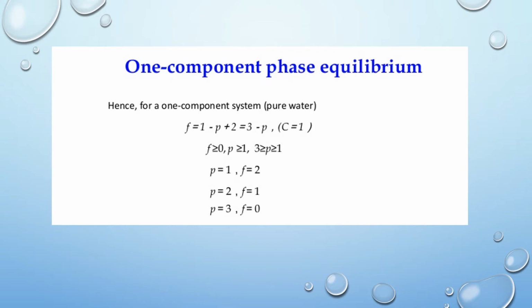Consider a one component two phase system, that is a liquid in equilibrium with its vapors. F is equal to 1. Such a system is monovariant. Thus there is need to specify only one variable, that is temperature or pressure. Thus if pressure is specified, temperature is automatically defined.